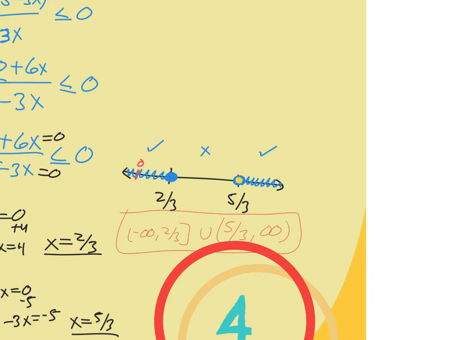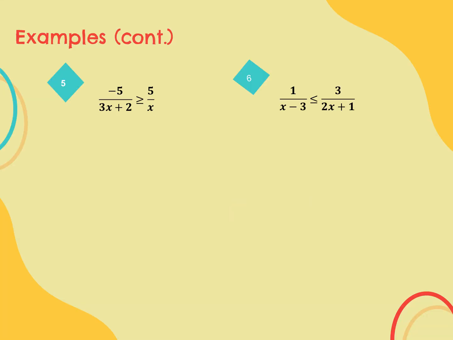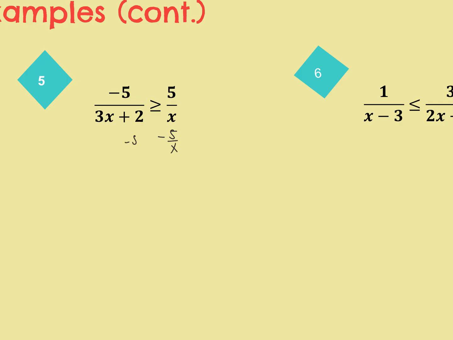All right, and so that's my final answer in interval notation. All right, we got a couple more slides. Sometimes they get a little bit more complex, right? But as always, I want 0 on one side of the inequality. So what I'm going to do over here is I can subtract 5 over x on both sides.